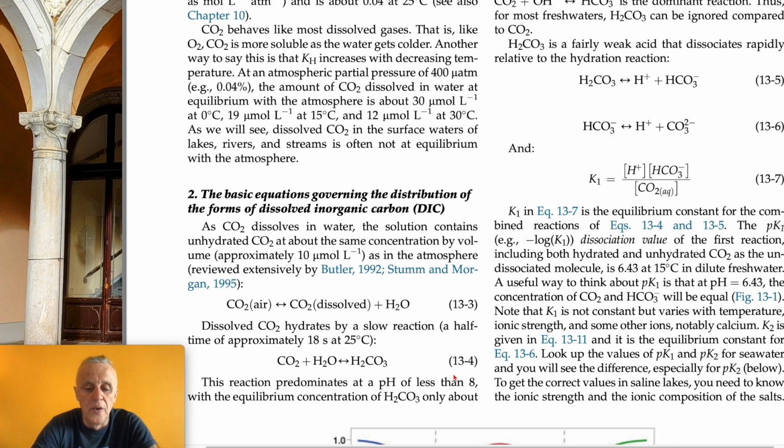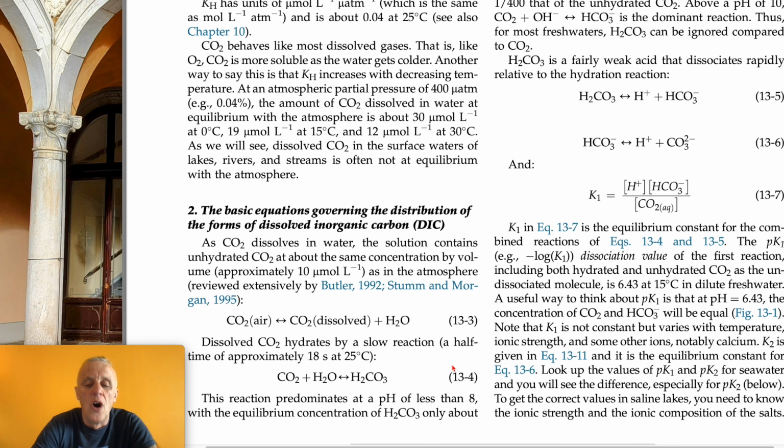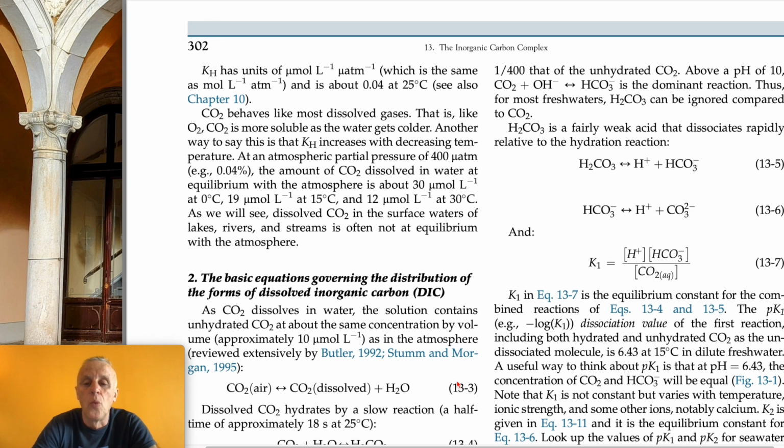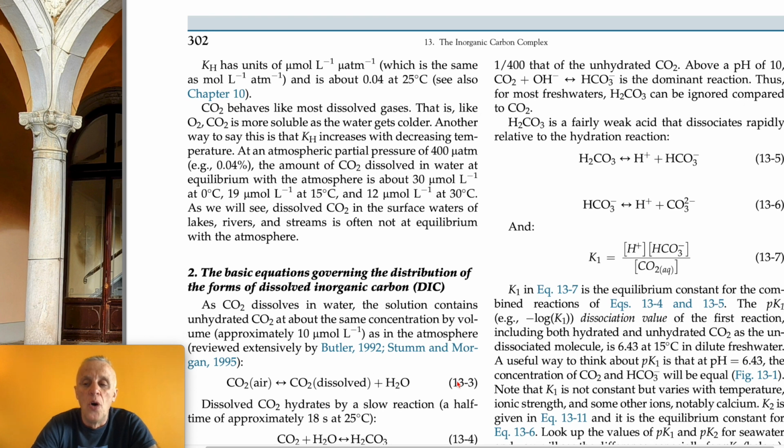CO2 plus water is equal to carbonic acid. This reaction predominates at a pH of less than 8, with the equilibrium concentration of carbonic acid only about 1/400 that of unhydrated CO2. Above a pH of 10, CO2 plus hydroxide is equal to bicarbonate is the dominant reaction. Thus, for most freshwaters, carbonic acid can be ignored compared to CO2.